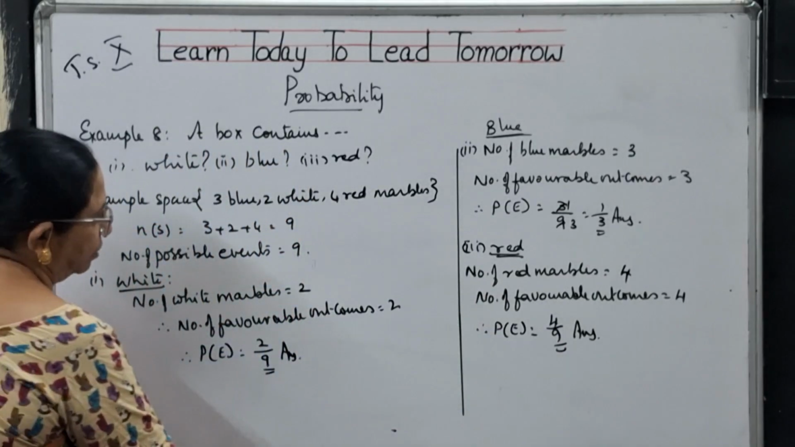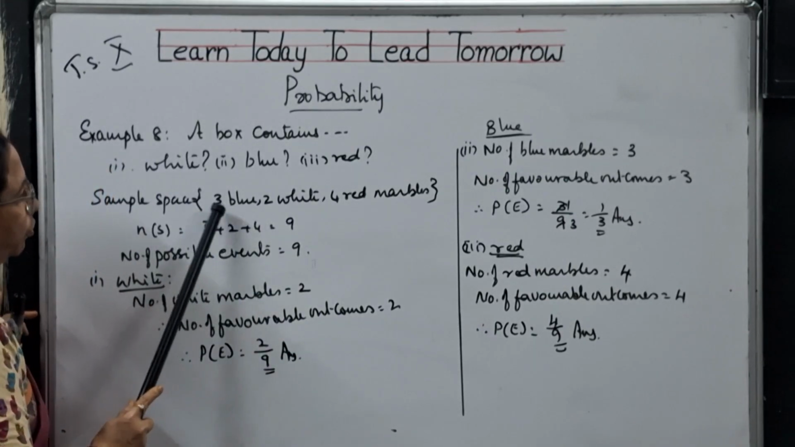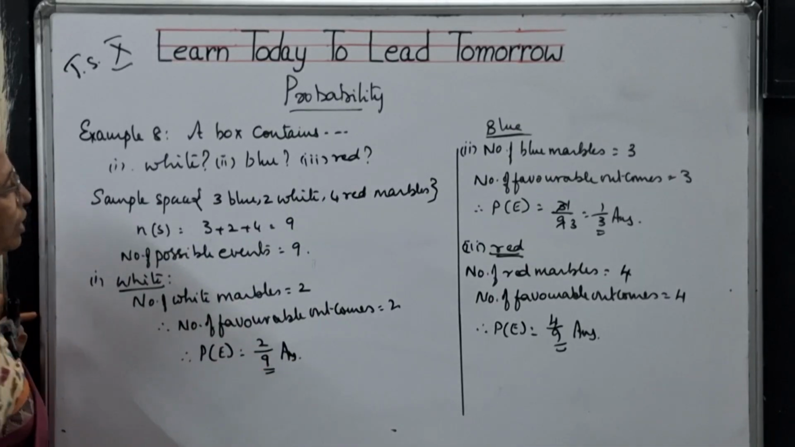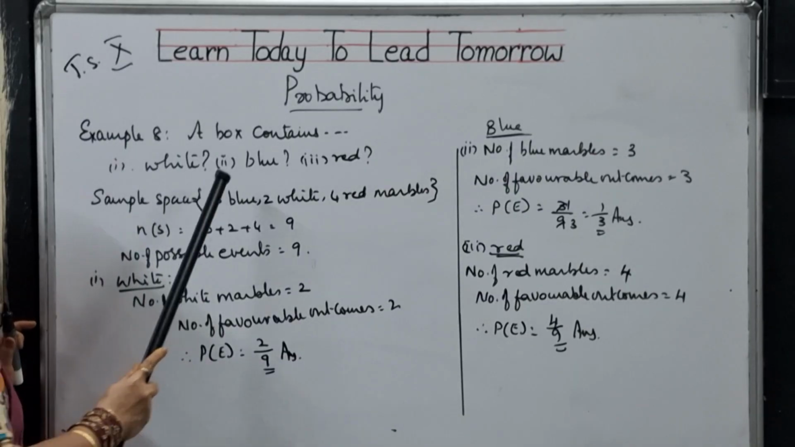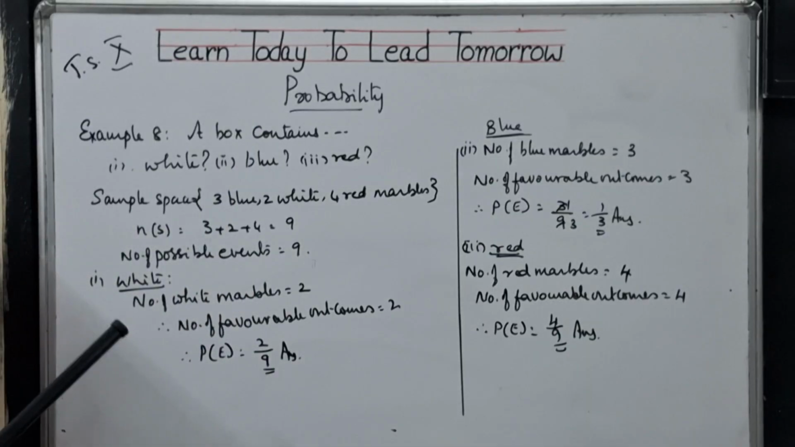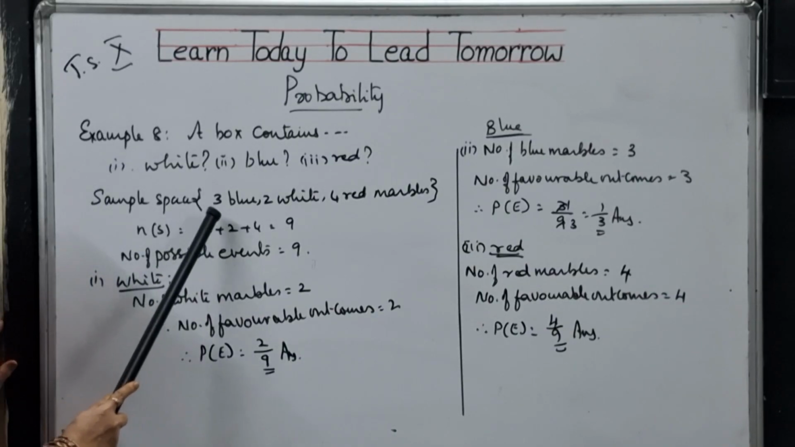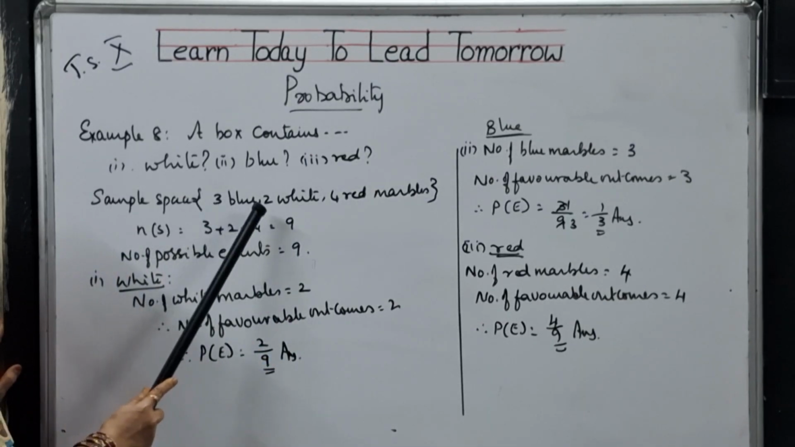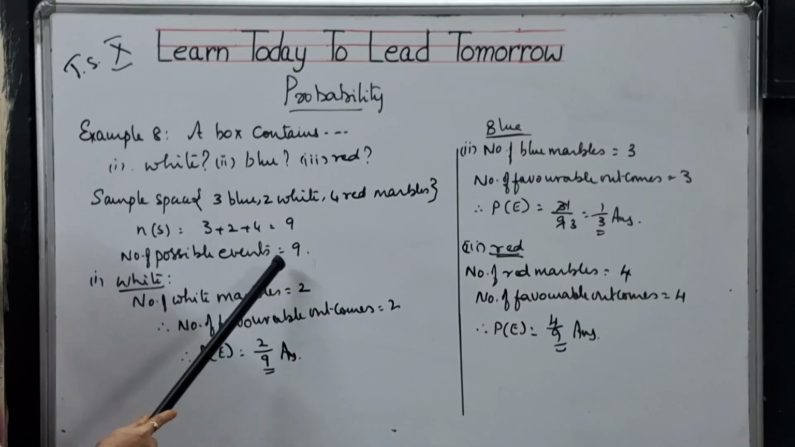So let us have once again an explanation. A box contains how many? 3 blue balls are there in it. Blue marbles are there, 2 white marbles are there, and 4 red marbles are there. Now the question is, what is the probability of getting white marble or blue marble or red marble? These are the 3 questions they have asked. Now sample space means what does the box contain? The box contains 3 blue, 2 white, 4 red marbles. That means n of S is nothing but 3 plus 2 plus 4, that is 9. This is the number of possible events, 9.